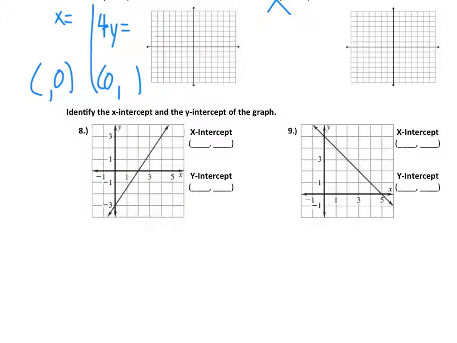Okay, we're going to do number 8. We're not going to do number 9. We'll skip that. So just number 8. Identify. So we just got to label ordered pair. What's the x and the y intercept? So where does it cross? Right here it's crossing the x axis. Here it is crossing the y axis. So write down the coordinates. What's the x, y coordinates for each one?